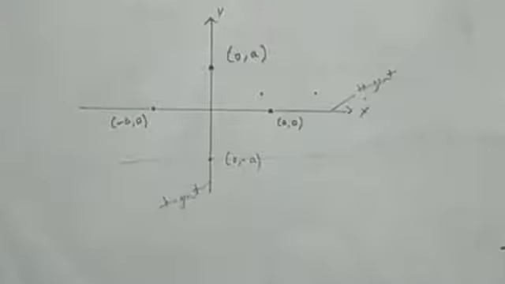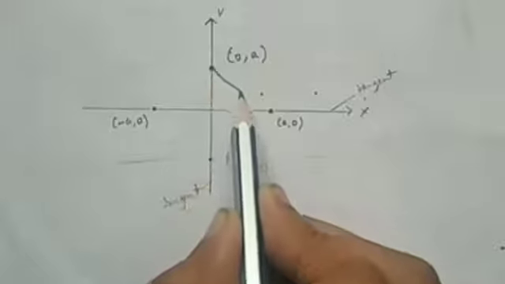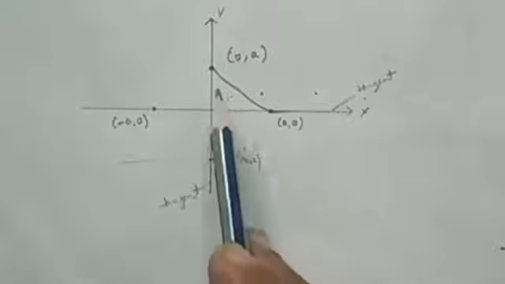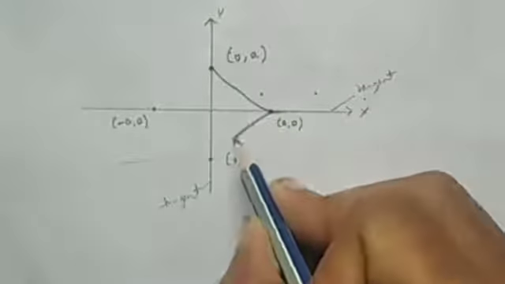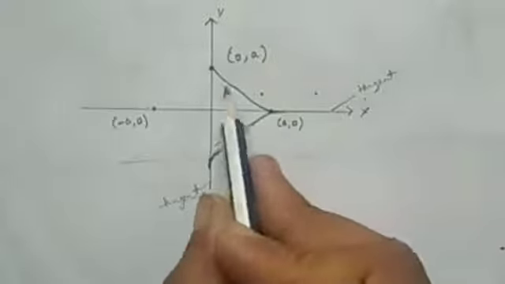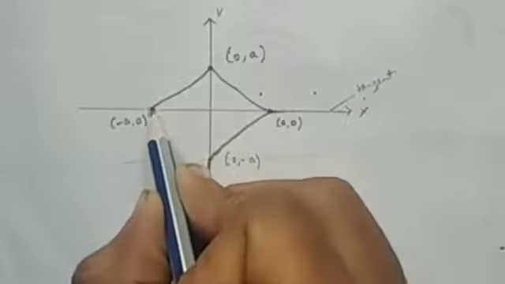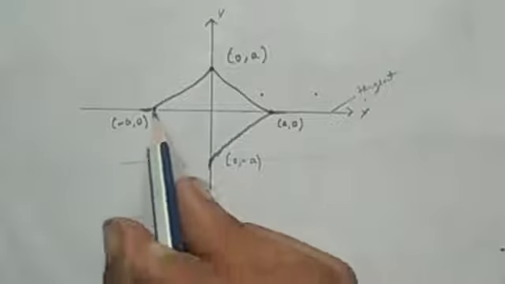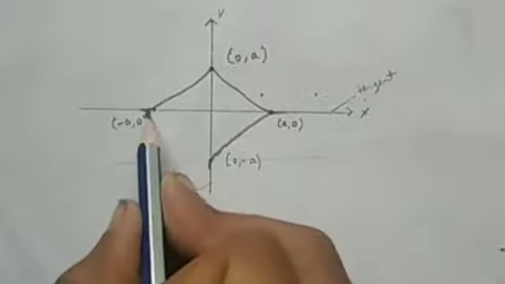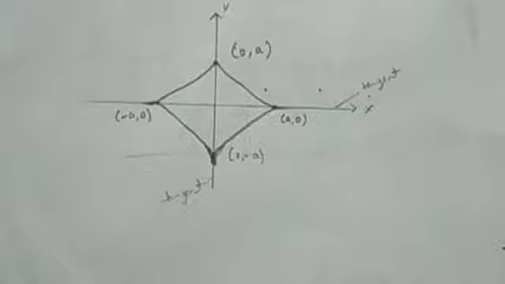The next one is we trace the curve. The curve does not pass through the origin, so we trace the curve like this. The curve is symmetric about the x-axis, hence we draw the curve like this also. The curve is symmetric about the y-axis, so we draw the curve like this. And also the curve is symmetric about the x-axis, so we draw the curve like this. That's about the tracing of parametric curves.